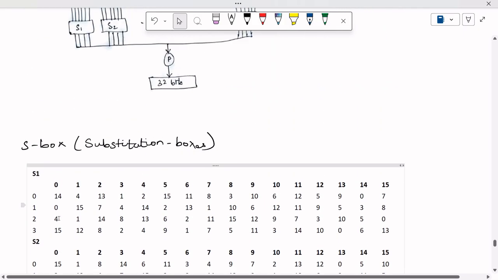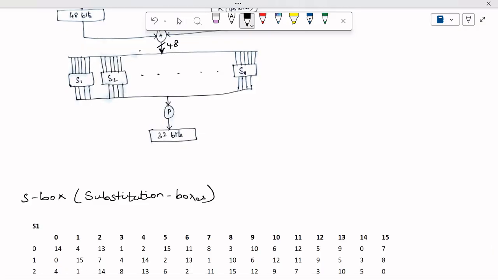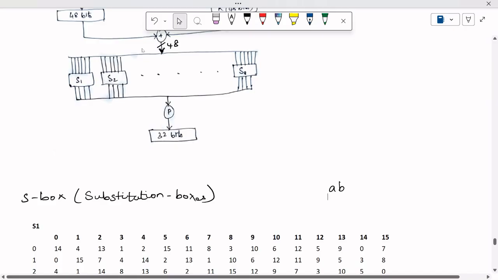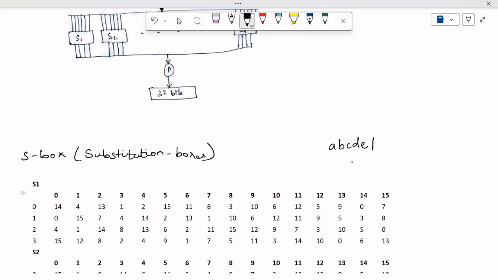Each S box is going to take 6 bits as input, right? Let me take A, B, C, D, E, F as the input given to S box 1. Just consider. With this input, we should retrieve a value from this table. How to retrieve the value? Here you can see that this S box has 4 rows and 16 columns.